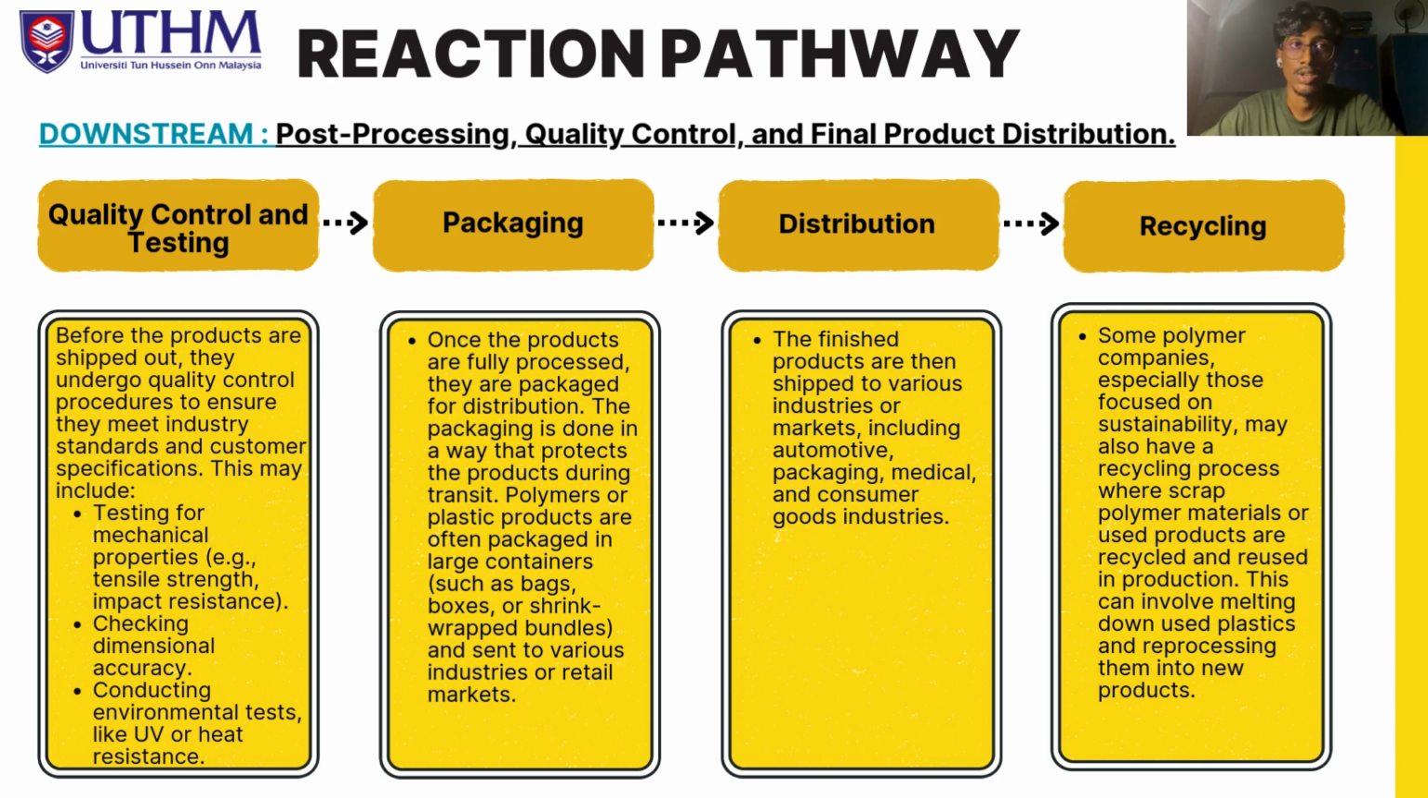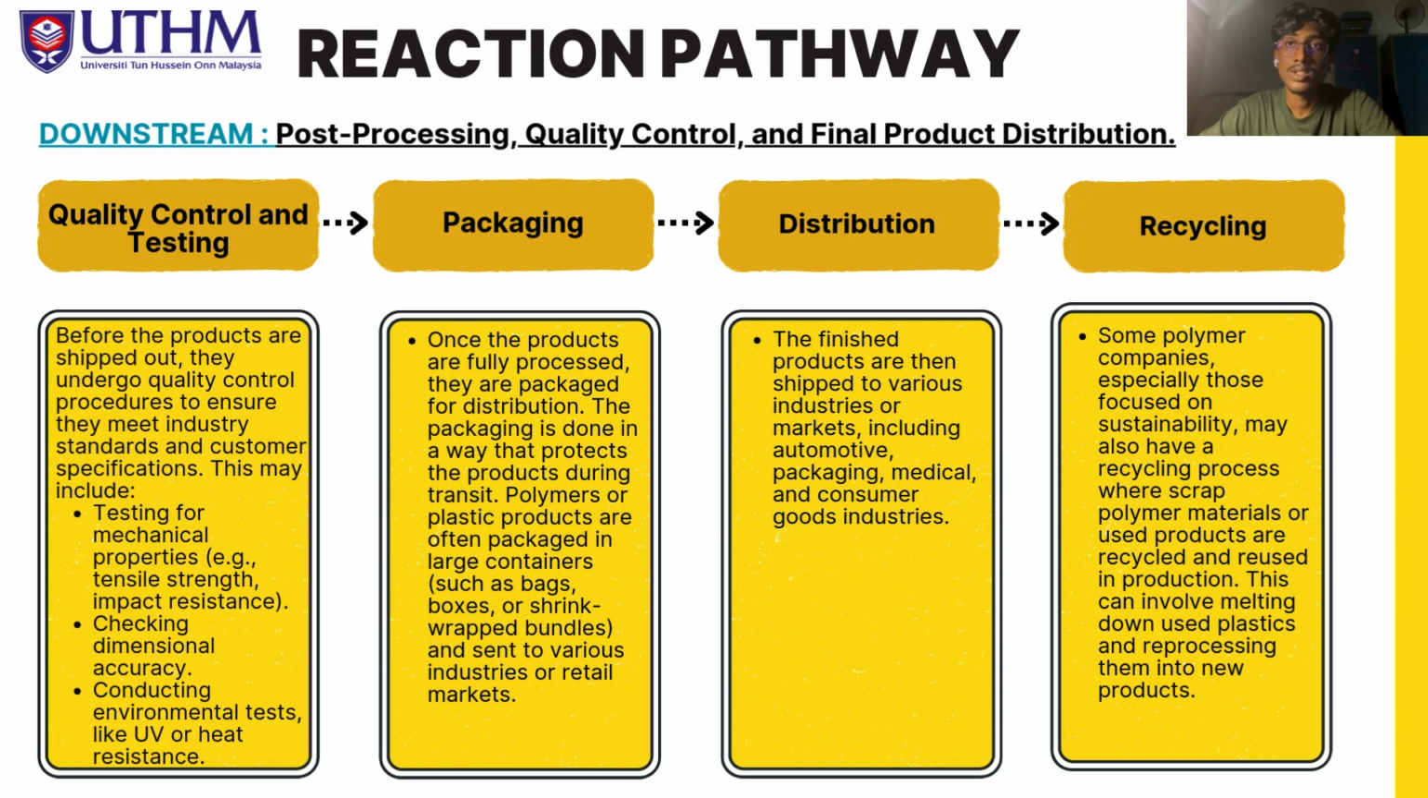Many steps are included in this quality control and testing, but mainly testing for mechanical properties such as tensile strength and impact resistance, like we did earlier, and then checking for dimensional accuracy, like the length, the shape, or the curves, all of which should be tested. And conducting environmental tests such as UV or heat resistance, so we should make sure that the product is not affected by or does not react with UV or heat in a way that can release a harmful substance or even gas.